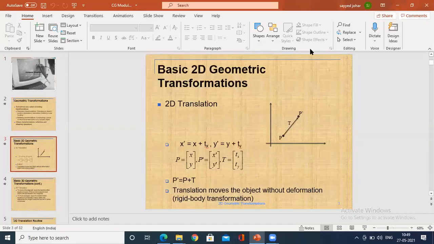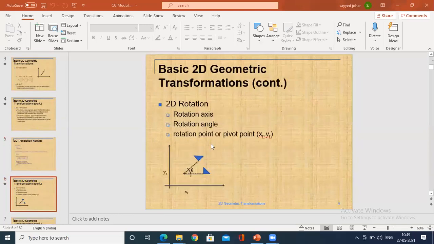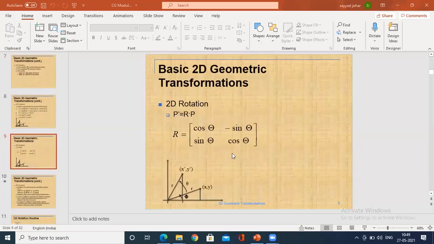So, coming to the basic transformations, we have seen all these things. What is translation? How is translation represented in terms of a matrix and in terms of an equation? And what is rotation? How is rotation represented in matrix form, as a 2 cross 2 matrix? That is the major form to remember: P dash equals R dot P. It is a dot product.